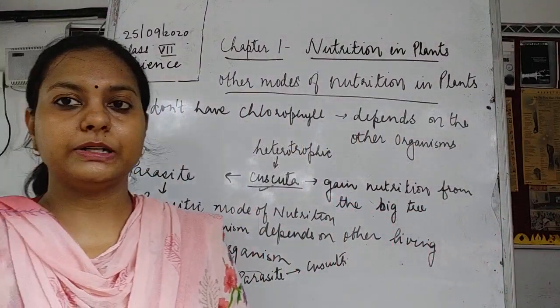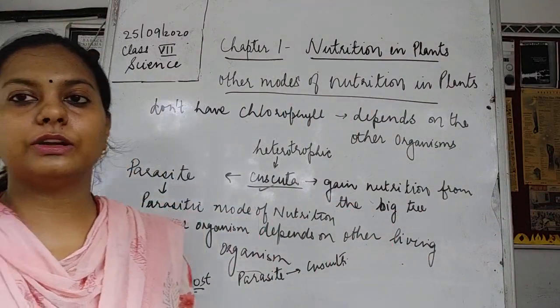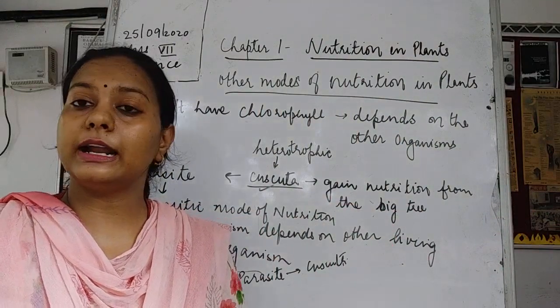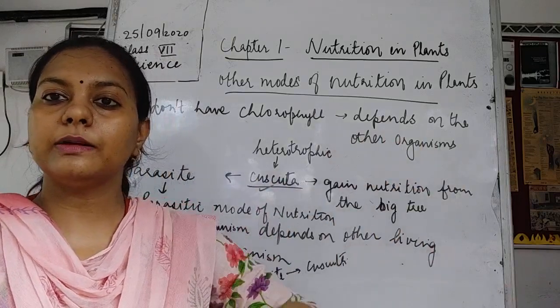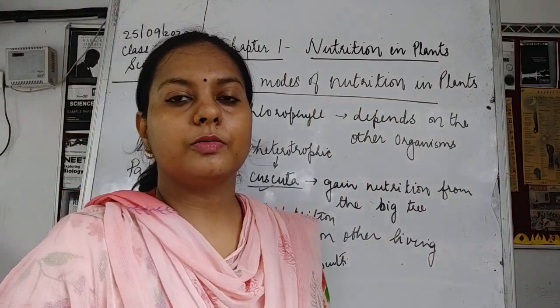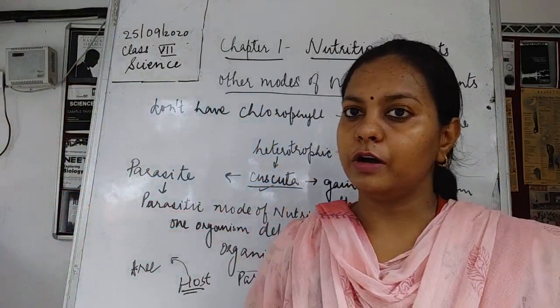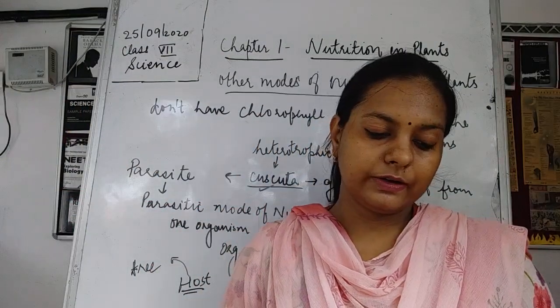Now this big tree is going to photosynthesize, and some portion goes to this cascata. It is not giving, cascata is stealing the things. Cascata is taking up the nutrients from the big tree. Okay, so this comes under the heterotrophic mode of nutrition. I think this might be very clear to you all now. So we will read further.